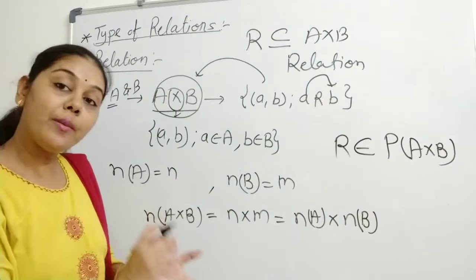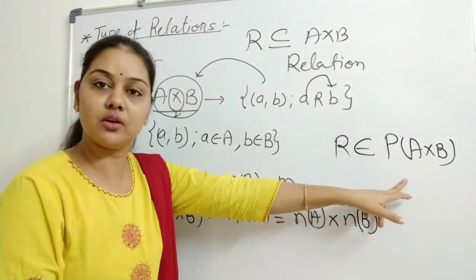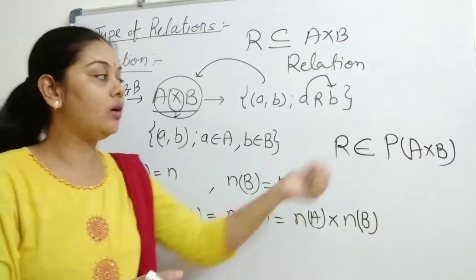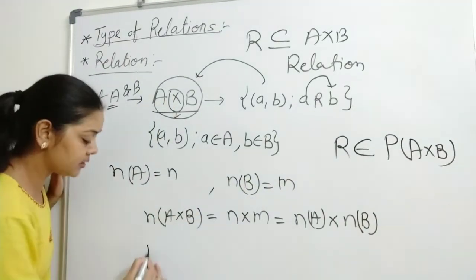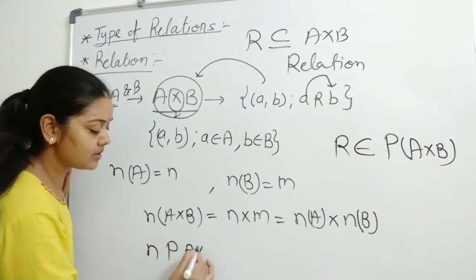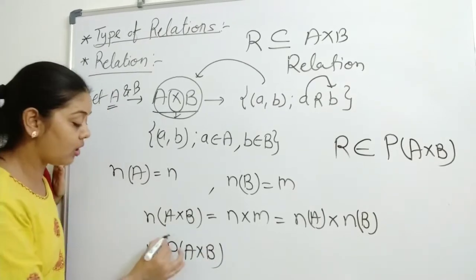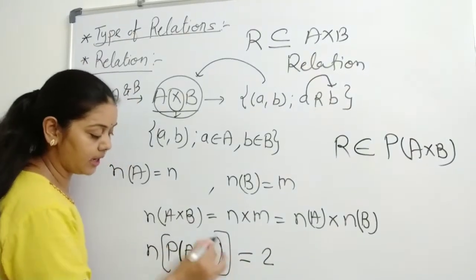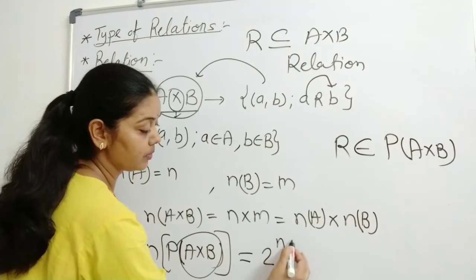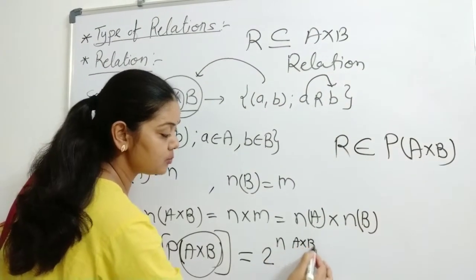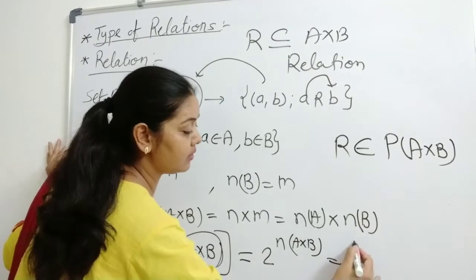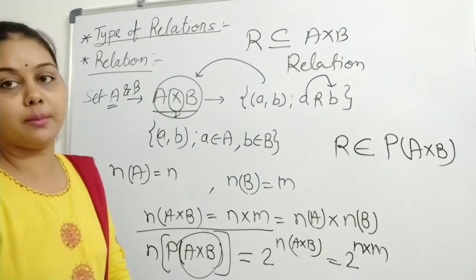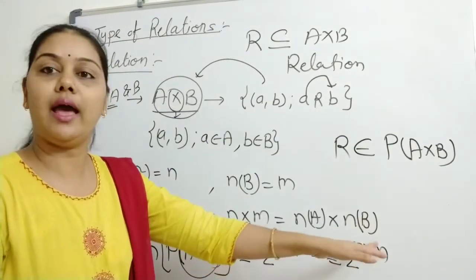Then, how many total elements are in the power set of A cross B? Or I can say the total number of relations, meaning the number of elements in the power set of A cross B. The total number of relations will be equal to 2 raised to the power of the number of elements of A cross B. That will be equal to 2 raised to power n cross n. It means the total number of relations we can find is 2 raised to power n cross n.